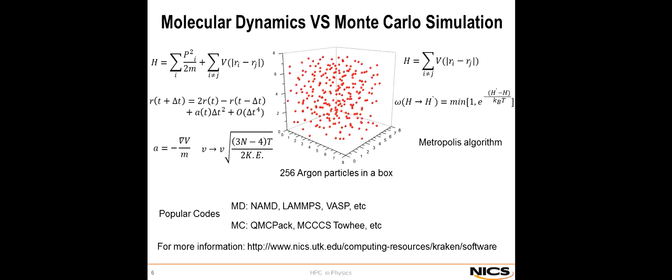So if the move lowers your energy, you accept it. If the move gets your energy higher, you accept it with probability e to the power of minus delta E divided by kT, which is the Boltzmann factor. This algorithm is actually called the Metropolis algorithm.